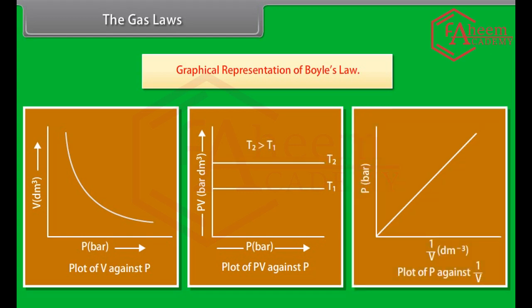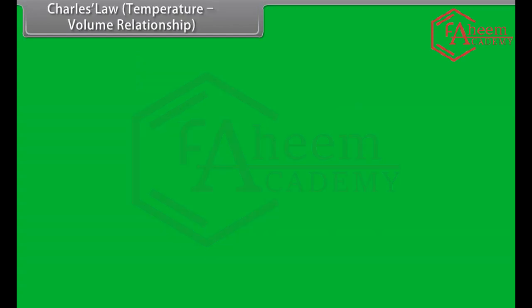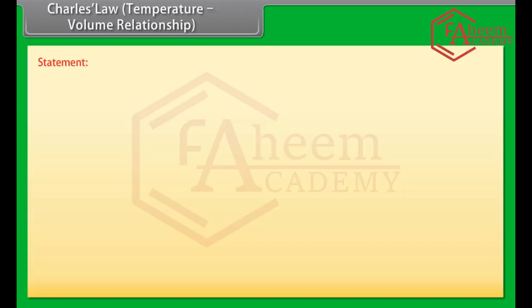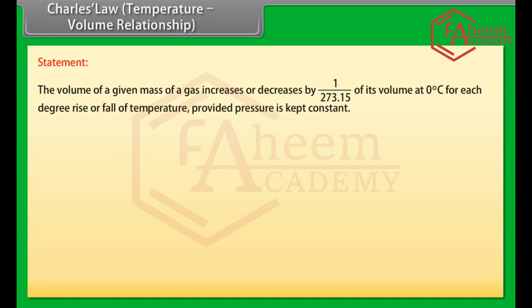It shows the variation of P against 1 by V. The straight line indicates that 1 by V regularly increases with the increase in P. Charles' law. Temperature-volume relationship. Statement: The volume of a given mass of a gas increases or decreases by 1 by 273.15 of its volume at 0 degrees Celsius for each degree rise or fall of temperature, provided pressure is kept constant.